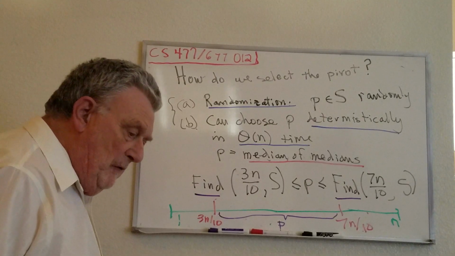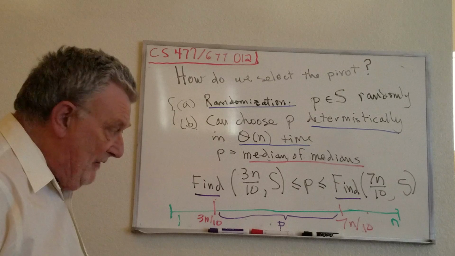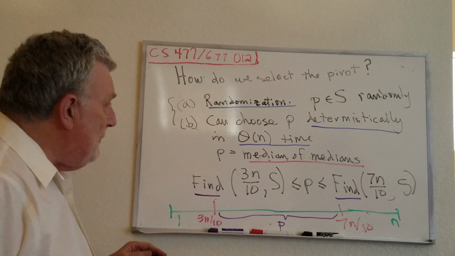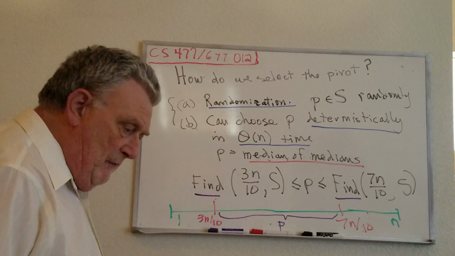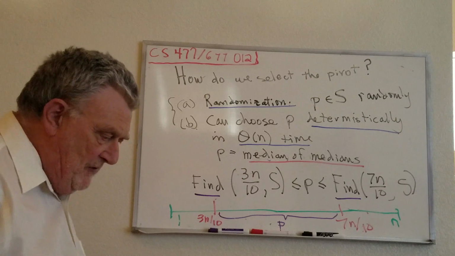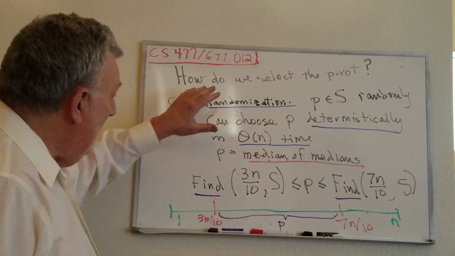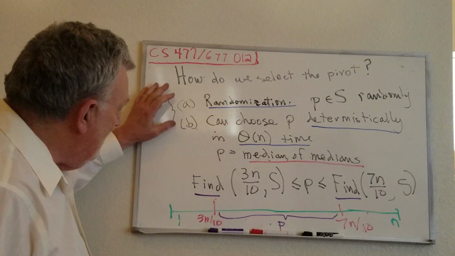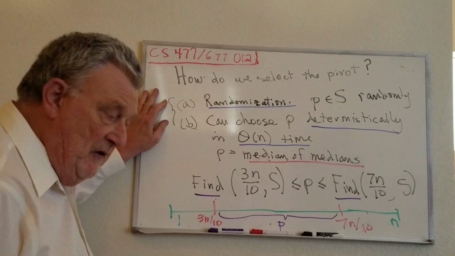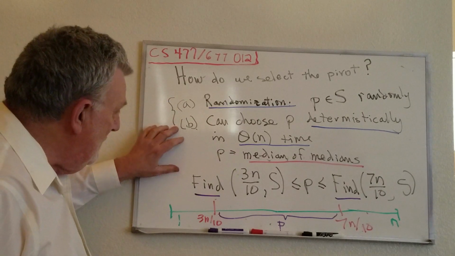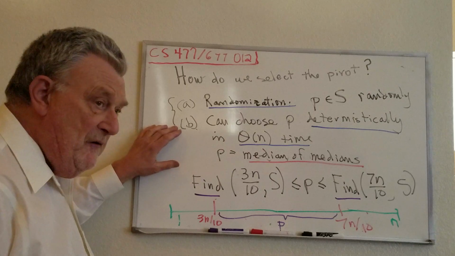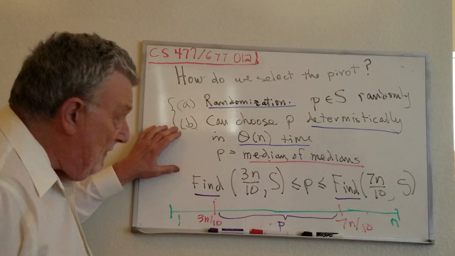Now the only remaining question is, how do we select the pivot? I've shown you how to do the recursion and how to do the partition. The partition is actually very simple. How do we select the pivot? Well, there are two ways. One is using randomization, and the other is deterministically using the median of medians algorithm.